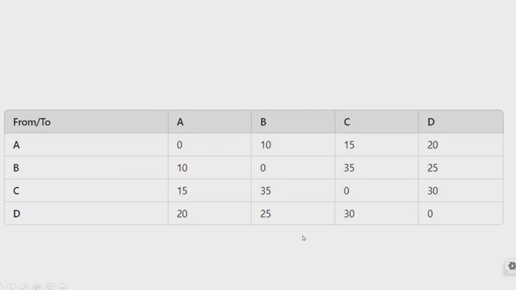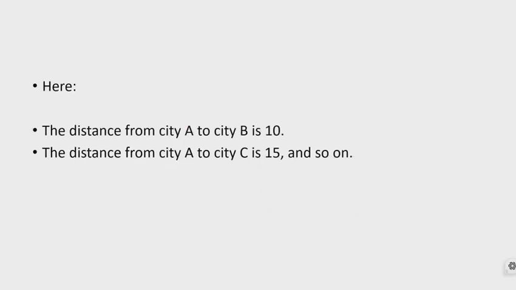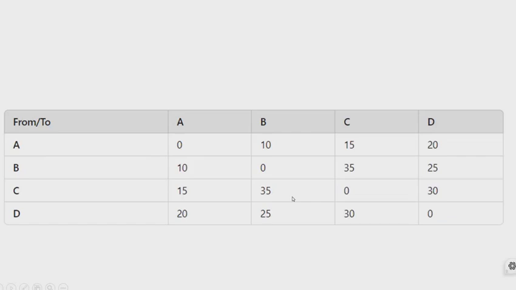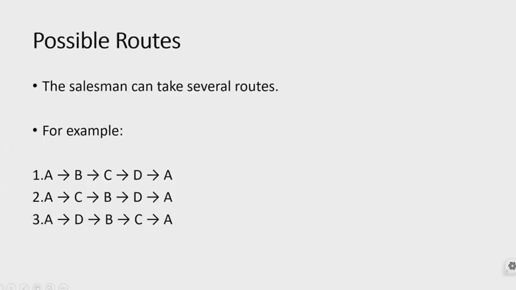If we go A to B, A to C, A to D, and also B to A, B to C, and B to D, there are many ways. We have to identify which is the best minimum cost. Here the distance from city A to A is 0, from city A to city B is 10, and from city A to city C is 15.